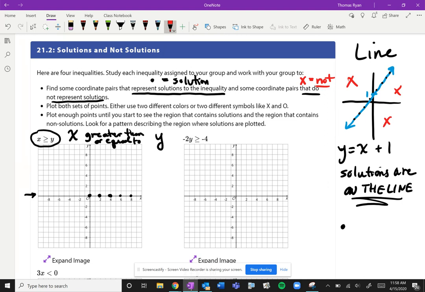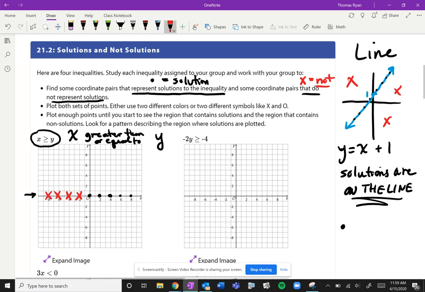Now let's go find some that are not solutions, because this is an easy line to work along. Let's think about this point right here, -2 in the x and 0 in the y. Is -2 greater than or equal to 0? Absolutely not. Negatives can't be bigger than 0. What about the point -4, 0? No way. Negatives can't be bigger, and none of these.